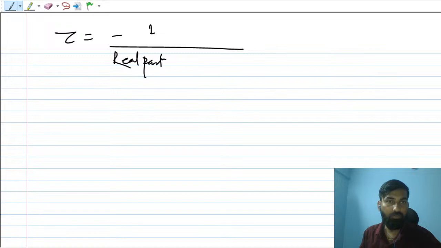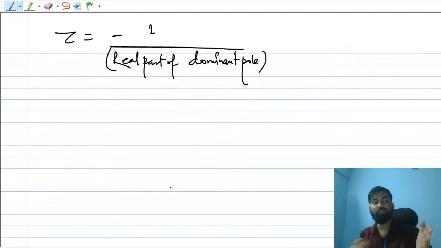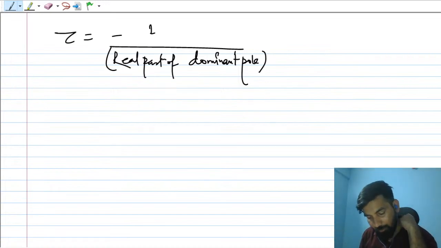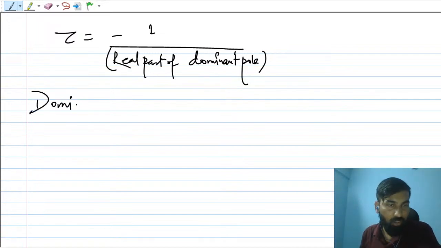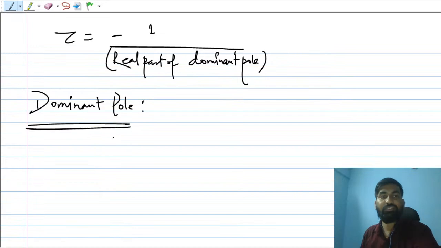Real part of dominant pole. What is the meaning of dominant pole? Dominant pole means the pole which is very close to the origin, the pole which is very close to the imaginary axis. Dominant pole compensation is a very important concept in the GATE examination. Dominant pole based questions are asked.